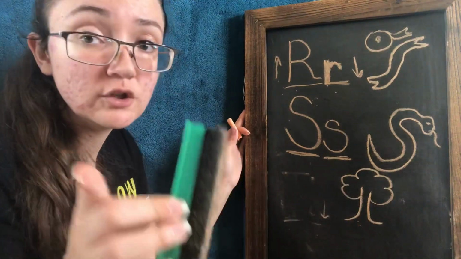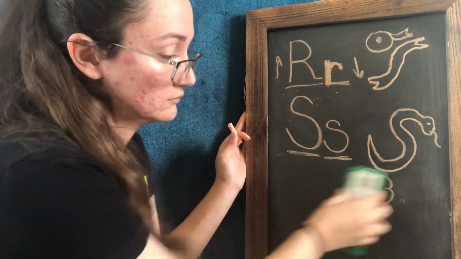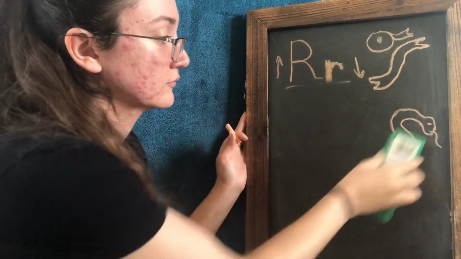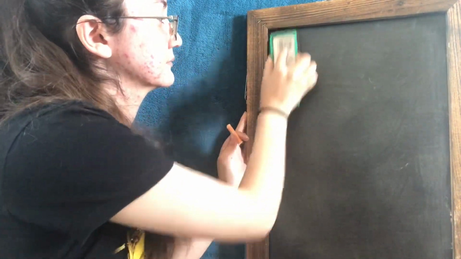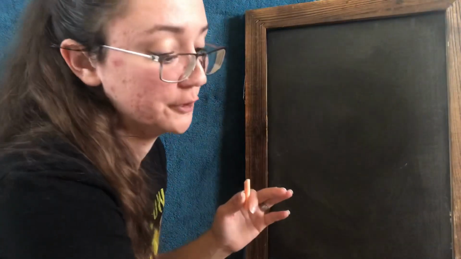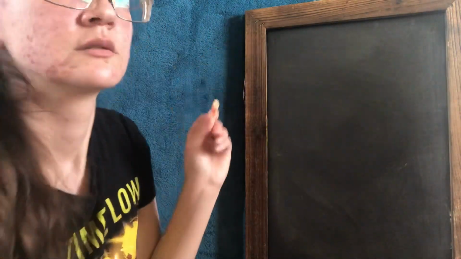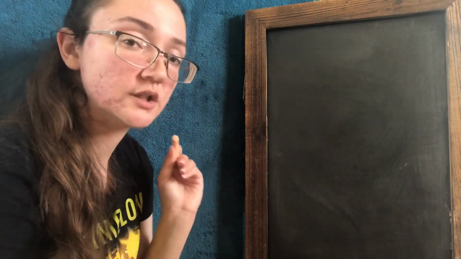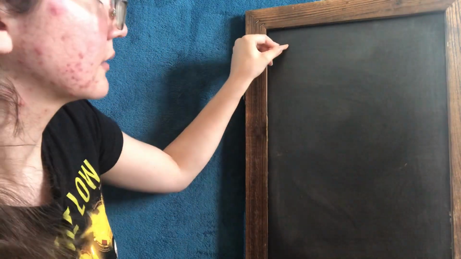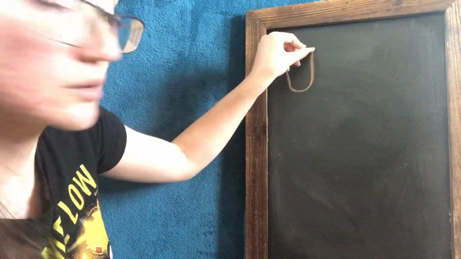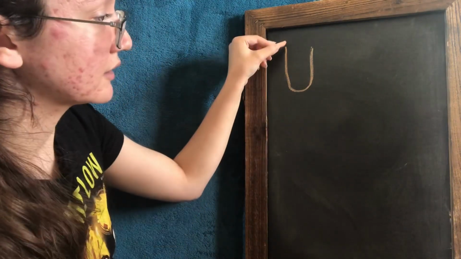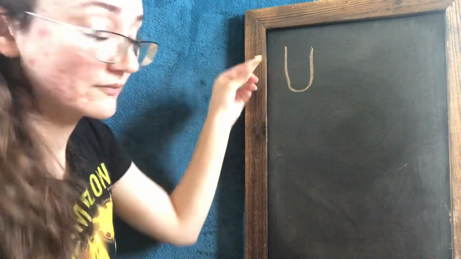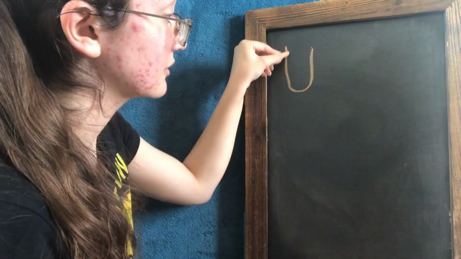U. Not like you. Not that kind of you. The letter U. Okay? Not sure how to explain it to you. So I'll just show you. This is a U, kind of like a divot between two hills. So this is a U.